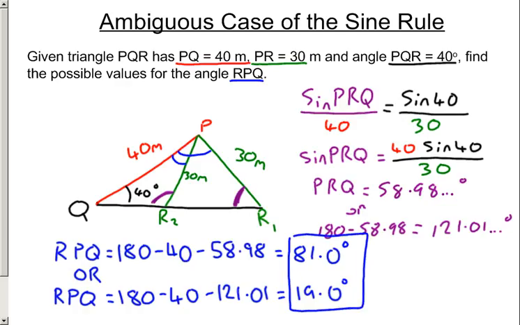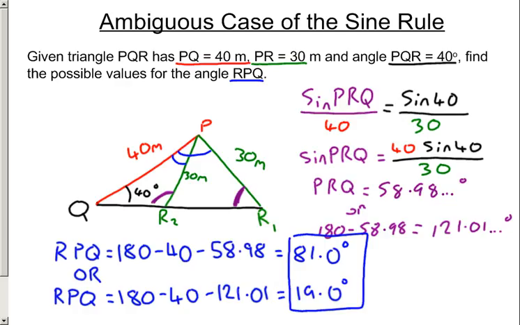So our final answer is these two here. The two possible values of the angle RPQ are either 81.0 or 19.0. So when we're dealing with a question where we've got the ambiguous case of the sine rule, that is, we've got two lengths and an angle that's not between them, we need to think about what the two possible triangles are. And then what I've shown here in green are those two that could be different.